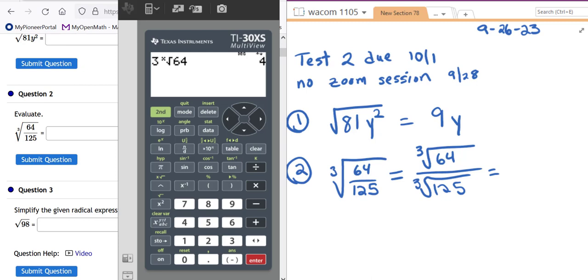And so that's my numerator is 4. And then you do the same with 125. So 3, that's for your index. Second, any root, 125, enter, and the answer is 5. So your total answer is 4/5.